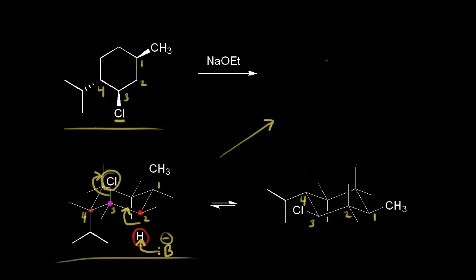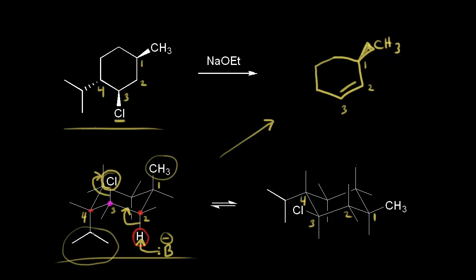So when we draw our product, let me put the ring in here. Carbon 1 has a methyl group that's up, so let me draw in our CH3, which is up. The double bond formed between carbons 2 and 3, so this is carbon 1, this is carbon 2, this is carbon 3. We draw in our double bond here, and then we have our isopropyl group going down at carbon 4. So let me draw in our isopropyl group going down, and this is the only product for the reaction. We don't have any other protons that are anti-periplanar to our chlorine.